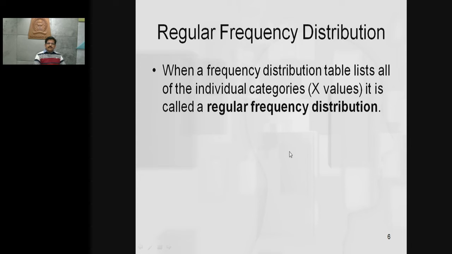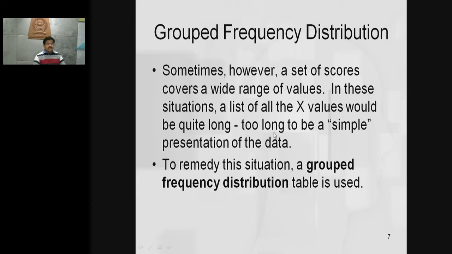Regular frequency distribution. When a frequency distribution table lists all of the individual categories, X values, it is called a regular frequency distribution. And what is a grouped frequency distribution? Sometimes, however, a set of scores covers a wide range of values. In these situations, a list of all the X values would be quite long, too long to be a simple presentation of the data. To remedy this situation, we prepare a grouped frequency distribution.